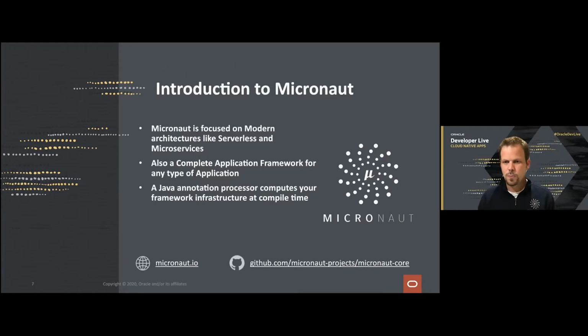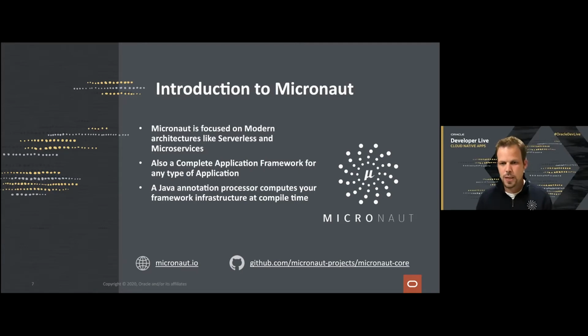So, Micronaut is a new application framework for the Java ecosystem that is focused on these modern architectures like serverless and microservices. It's also a complete application framework for any type of application; anything that has static void main can be built with Micronaut. And it's also a Java annotation processor that computes your framework infrastructure at compilation time.